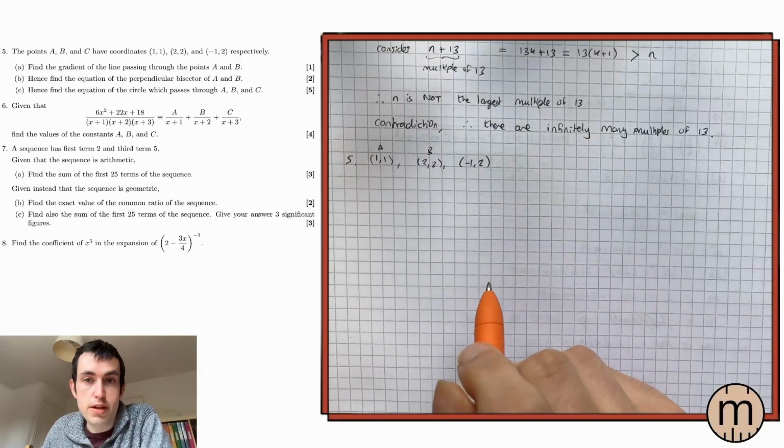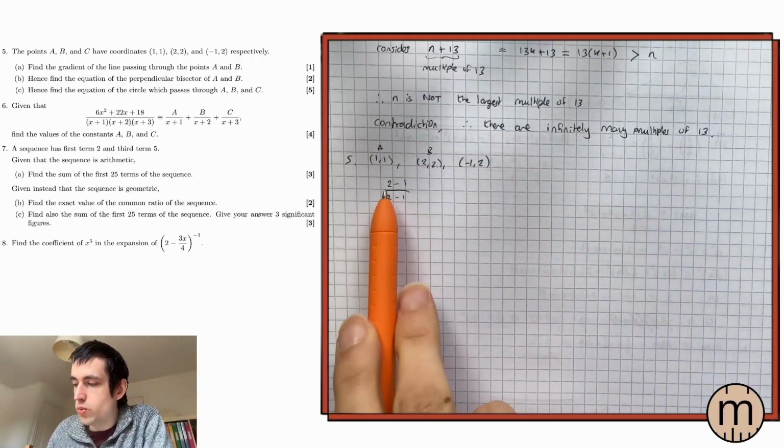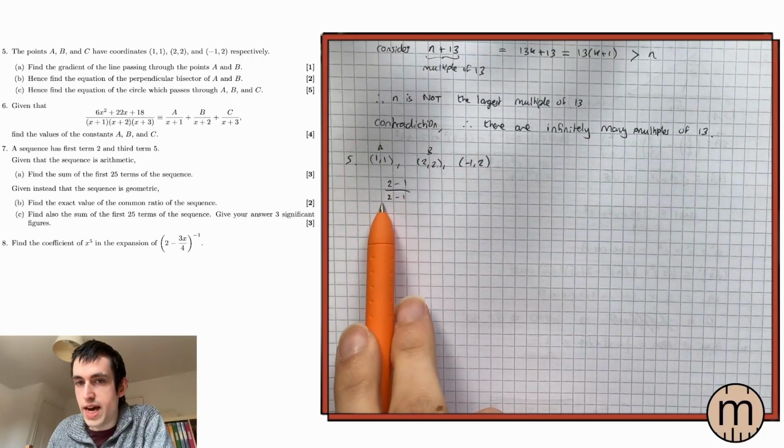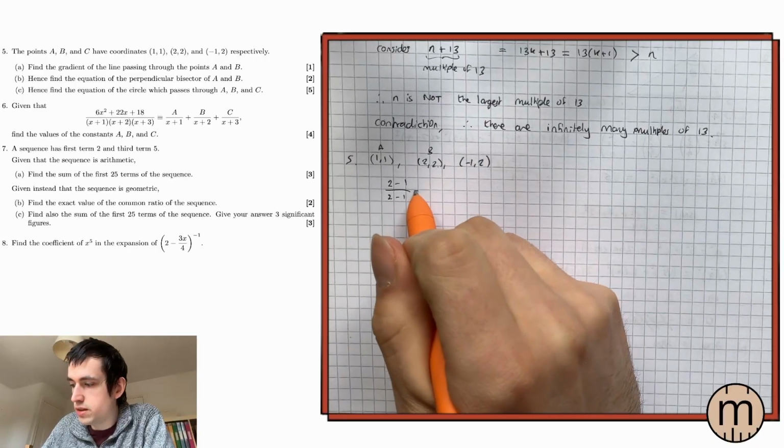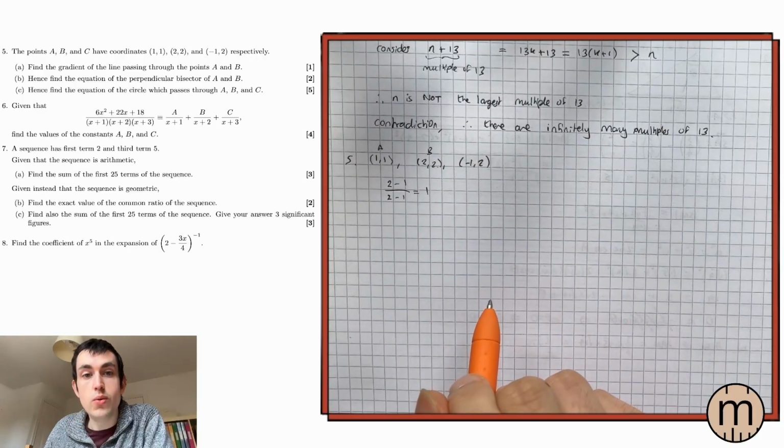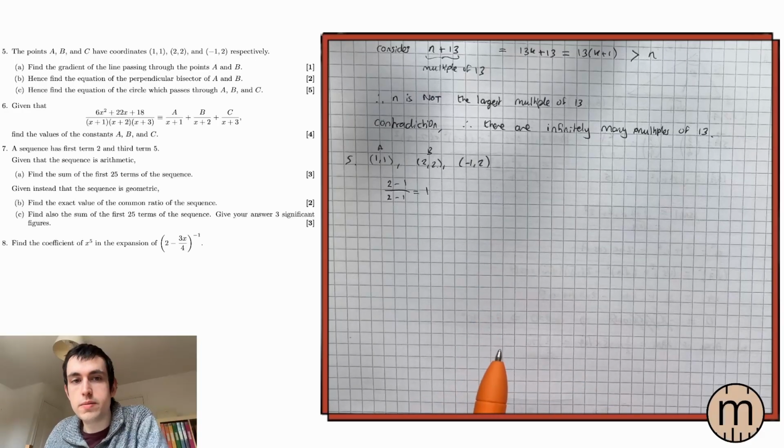So that should be simple enough, hence it's only 1 mark. We're going to do y2 minus y1 over x2 minus x1. That's just simply 1 for 1 mark.